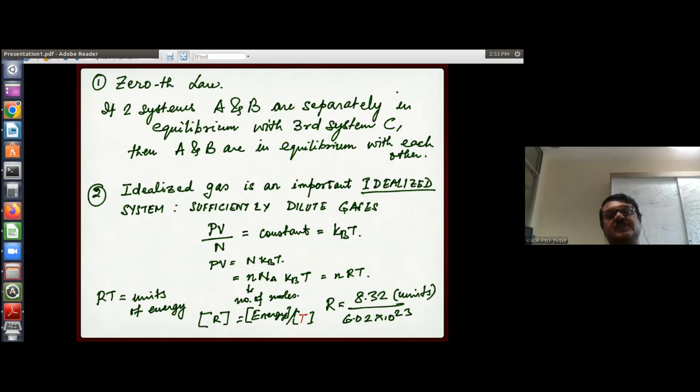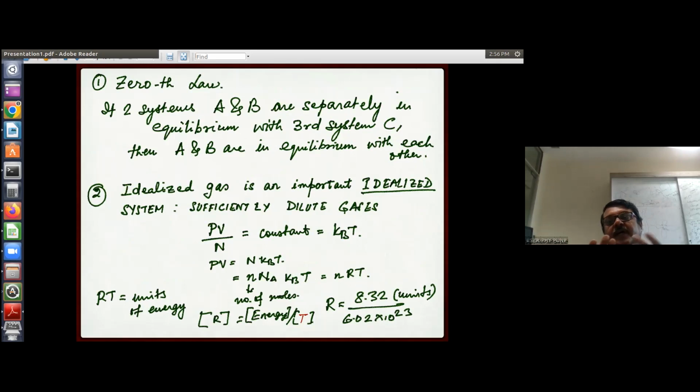So why do you need the zeroth law? So you might already know that the zeroth law is that two systems A and B, if they are separately in equilibrium with a third system C, then A and B are in equilibrium with each other. Okay, so this is the statement of it, but let me discuss why we need the zeroth law at all.